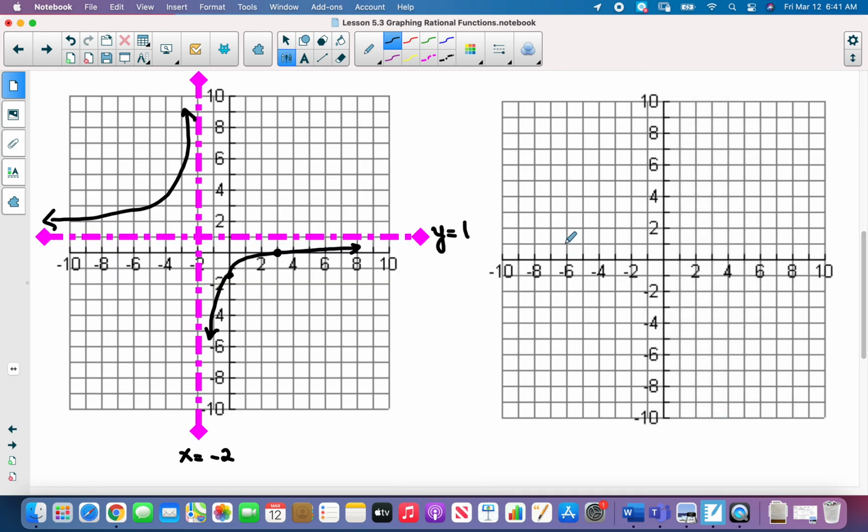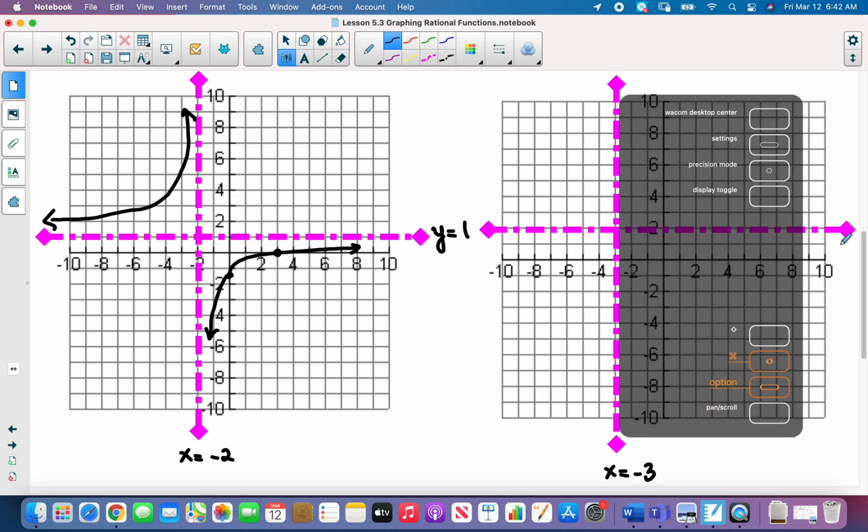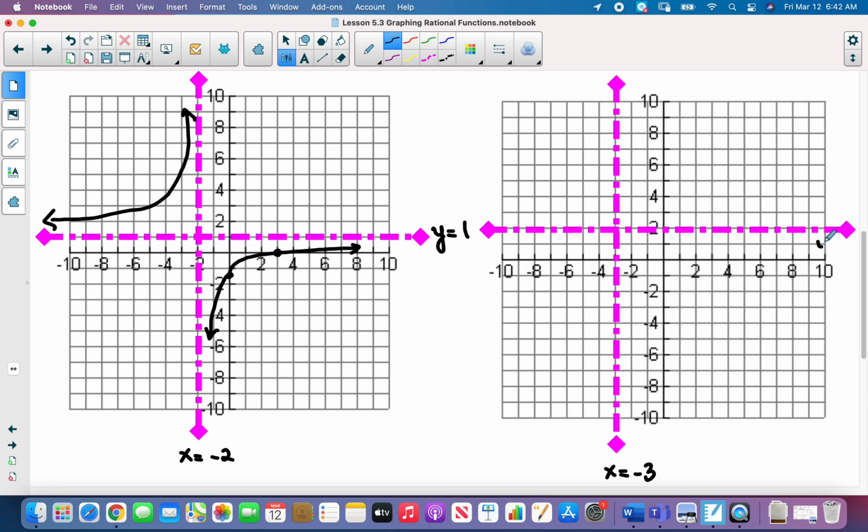We can now try to draw the sketch. Let's first draw the asymptotes. The horizontal asymptote is at y equals 2, which will be right here. And the vertical asymptote is x equals -3, which is this line here. We'll write their equations. X equals -3, and this one here is y equals 2.